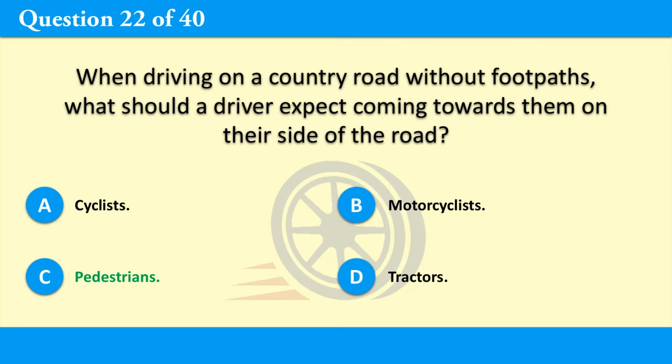Correct answer, C. Pedestrians. Explanation: where there is no footpath, pedestrians are required to walk on the side of the oncoming traffic, and drivers should be aware of this. Pedestrians are vulnerable road users, so drivers should always be aware of their presence, especially on country roads.